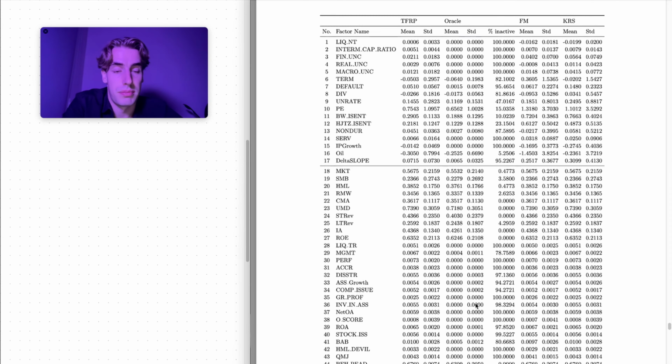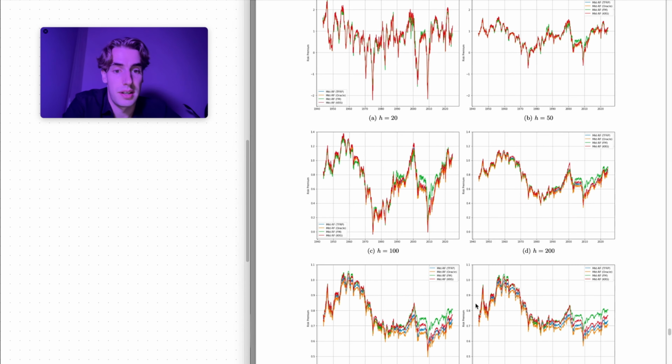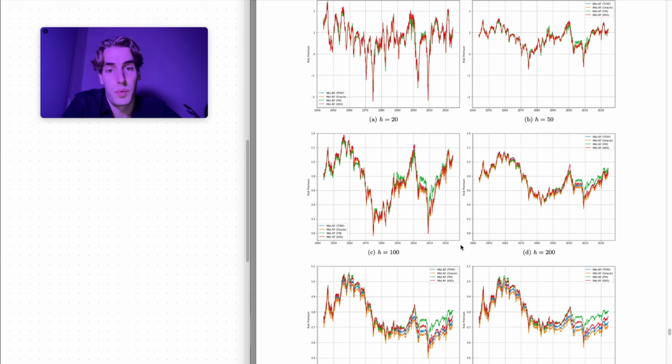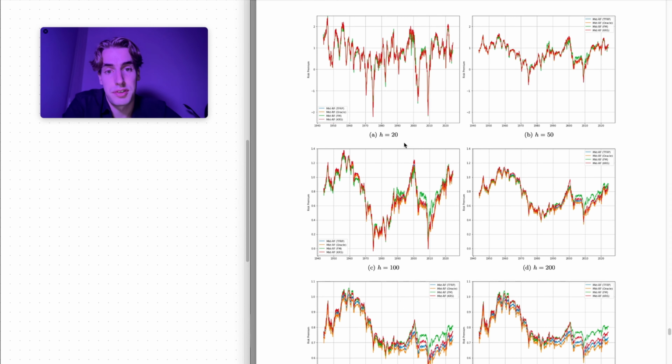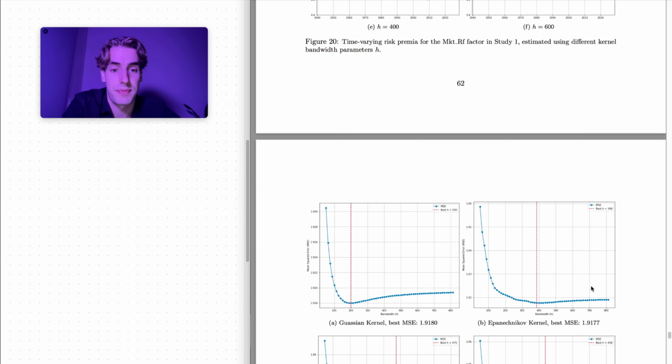Well, here are some more summary statistics of the risk premia, and here is a graphical representation of what the implications are for choosing a different bandwidth value for the Gaussian kernel estimation. A bandwidth of 20 shows a very volatile behavior of the estimated risk premia, while a bandwidth of 600 shows very slowly moving risk premia estimate graphs.